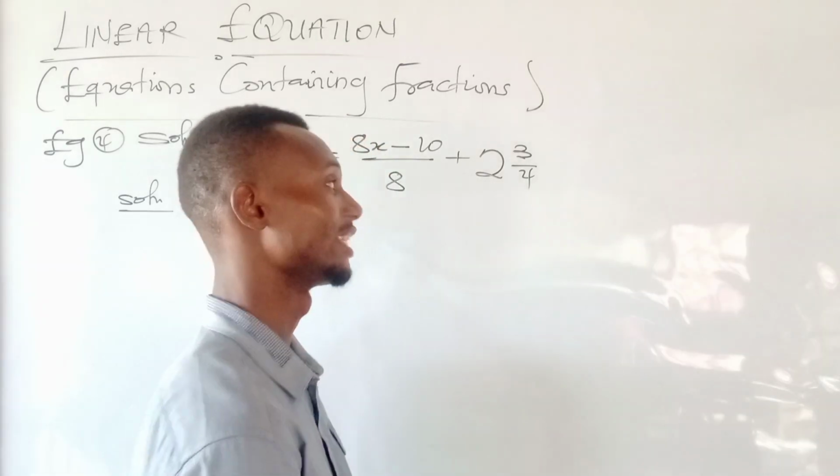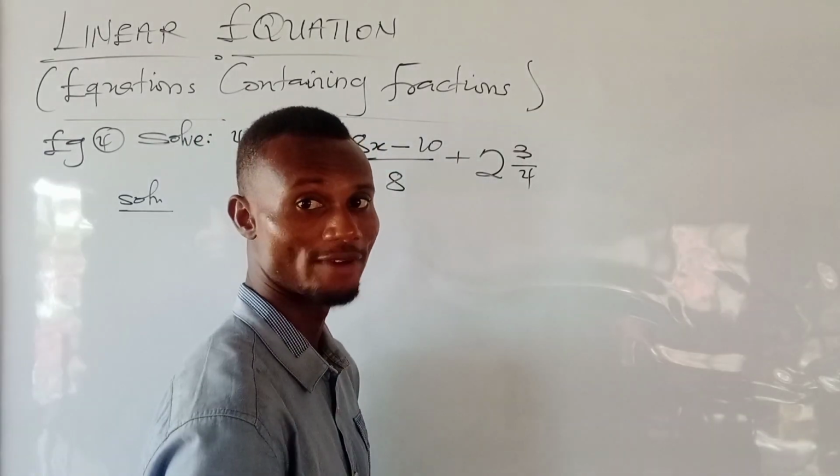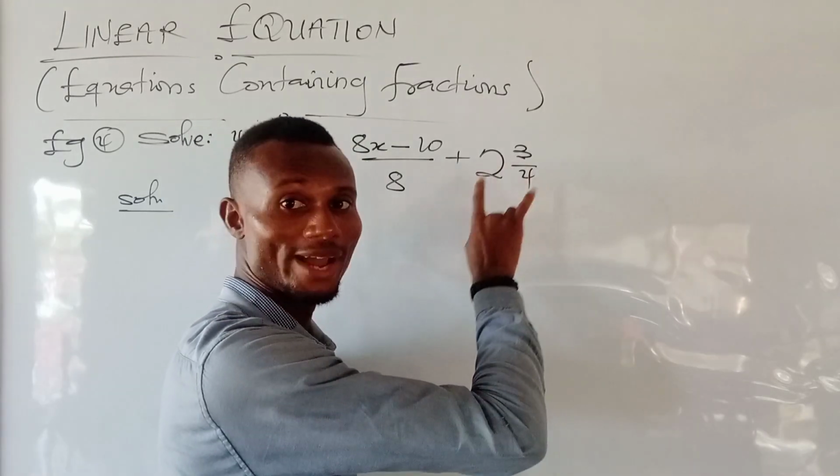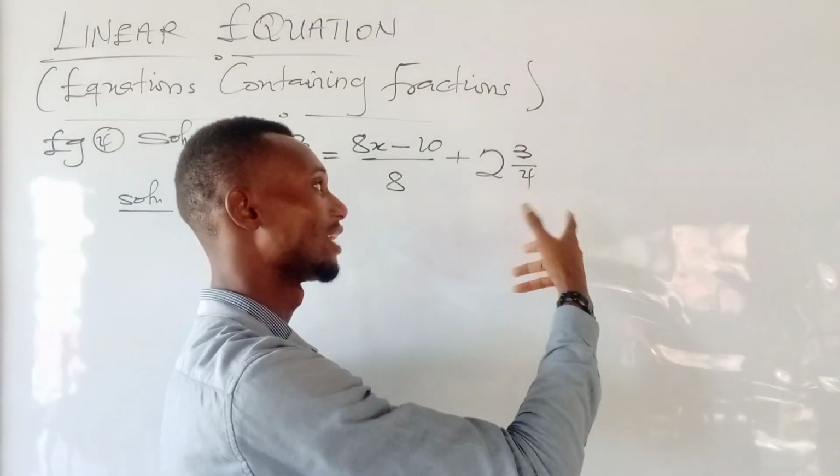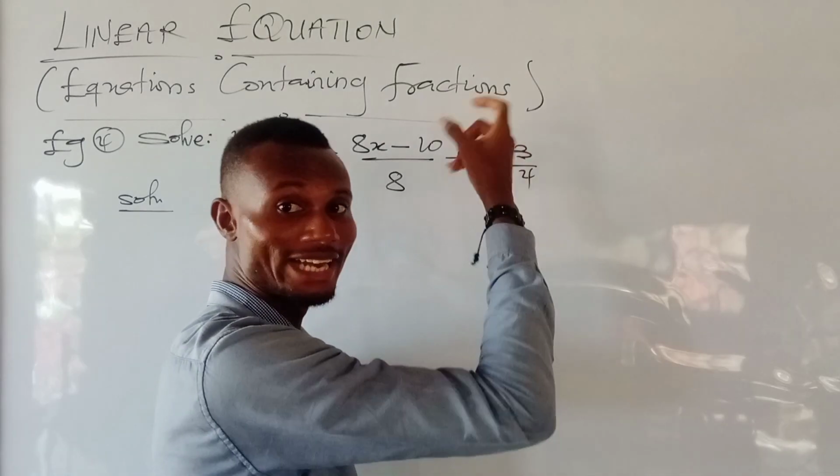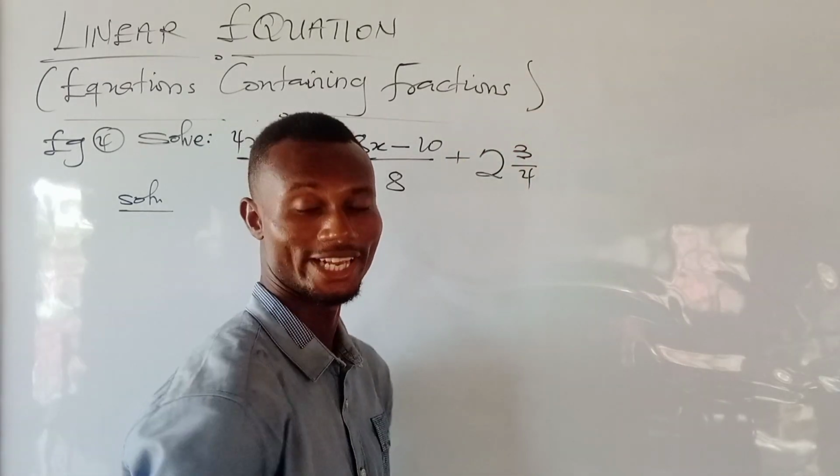This is how to change a mixed fraction to an improper fraction. You multiply the denominator by the whole number, then add the answer you get to the numerator, then put that final result all over the denominator.